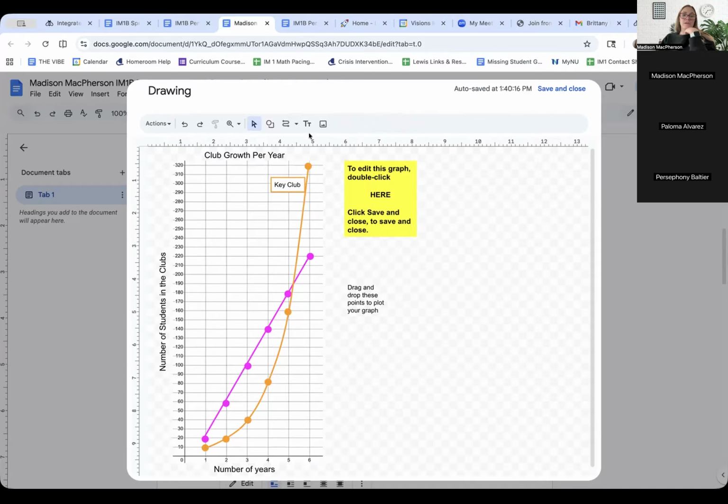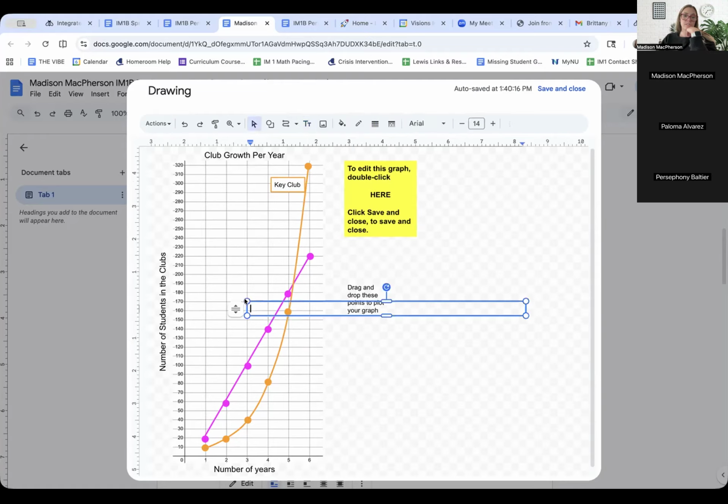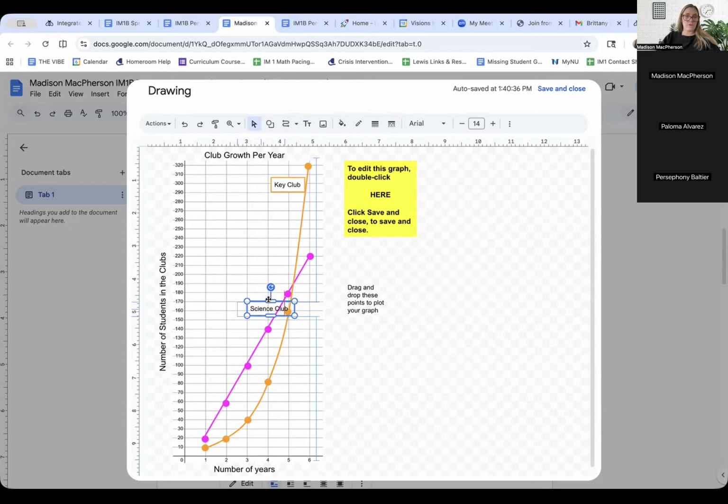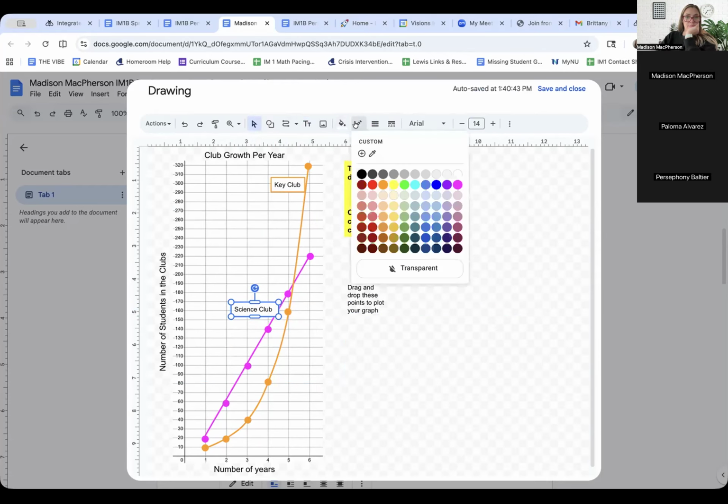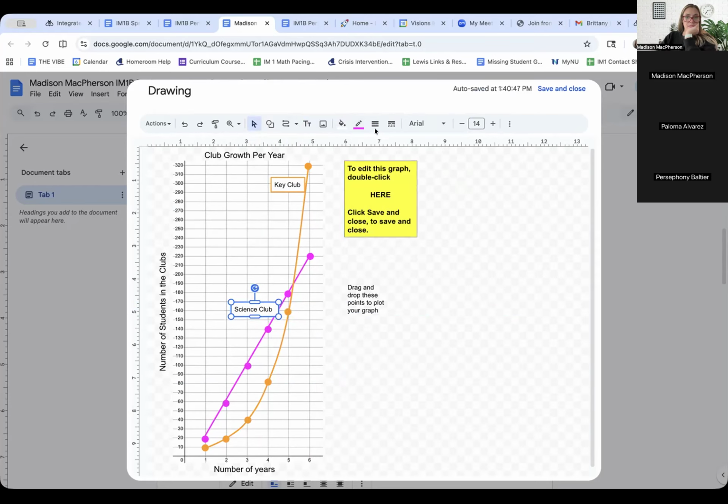And I'm going to do the same thing for the Science Club. So new text box down here by the Science Club line. Make it smaller. I'm going to move it over a little bit. And I'm going to do the inside white. And I'm going to do the border that same pink color and make it a little bit thicker. And there you go. From there, you should be all done with the graph.